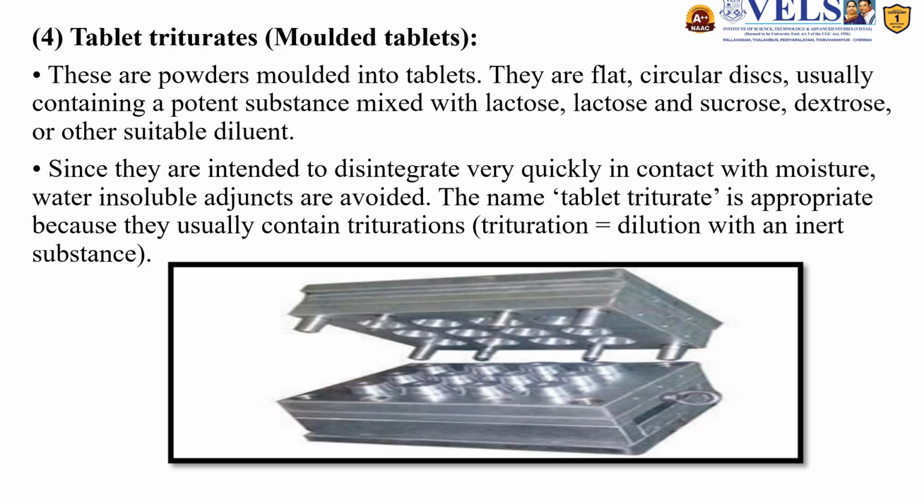Tablet trituration. These are the powder molded into tablets. They are flat circular discs, usually containing a potent substance mixed with lactose, sucrose, dextrose, and or other suitable diluents. Since they are intended to disintegrate very quickly in contact with moisture, water insoluble adjuvants are avoided. The name tablet triturate is appropriate because they usually contain trituration, which is nothing but a dilution with an inert substance.